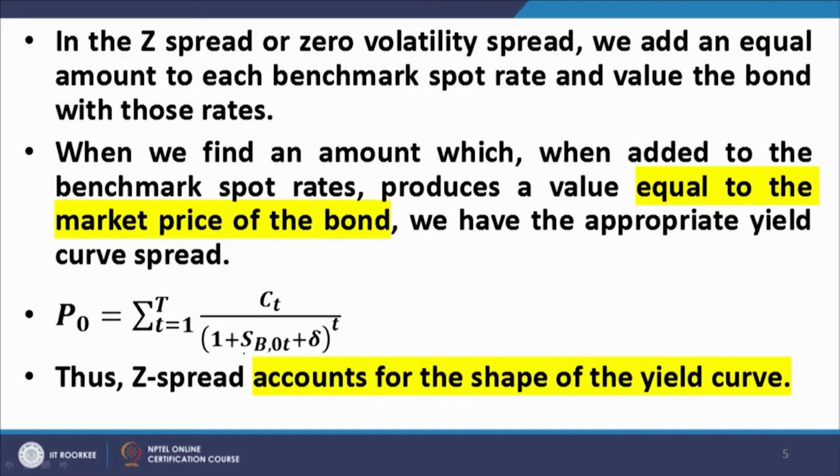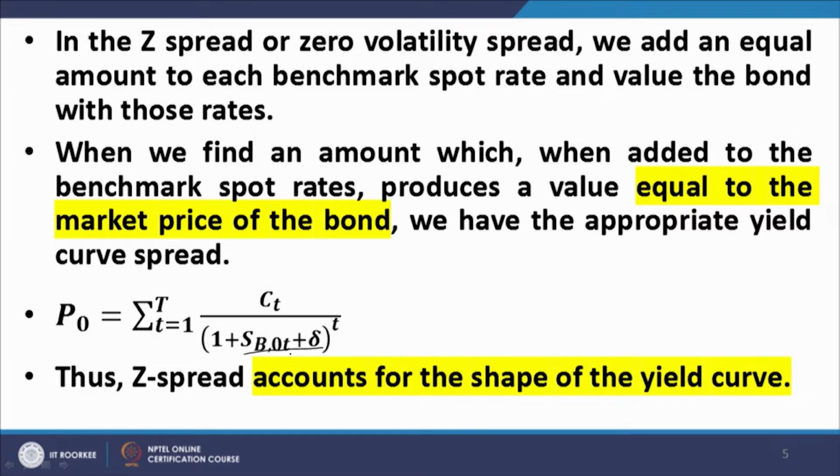And then to each of these spot rates, which are relevant to the cash flows for discounting of a given bond, we add a certain constant number, the same number across the entire spectrum of spot rates, and we discount the cash flows at this new rate, which is as we see here, S_B0T plus delta, where delta is that additional number that I was talking about.